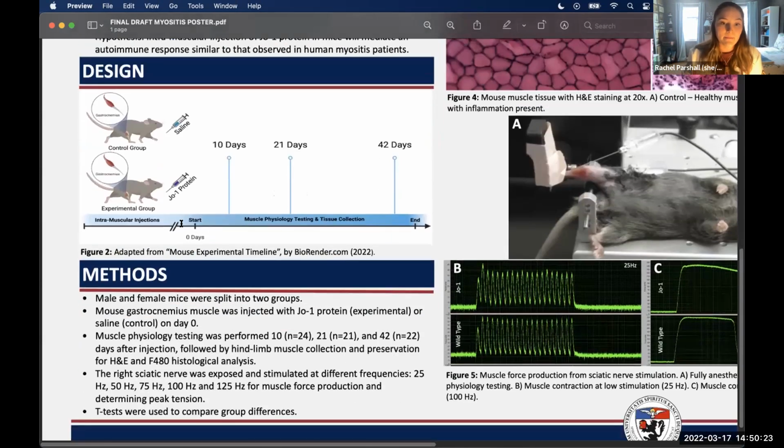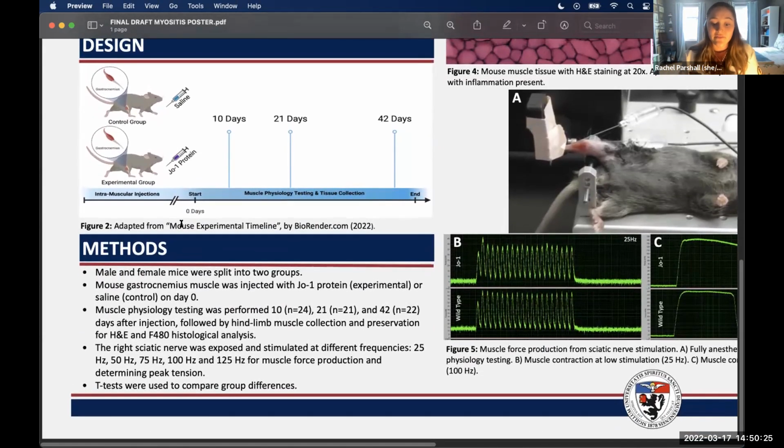For our methods, we split the male and female mice into 2 groups. All mice were healthy prior to either the saline or the Jo1 injection, and their genetic backgrounds were not modified. As noted before, intramuscular injection occurred at day 0, and muscle physiology testing occurred at day 10, day 21, and day 42.